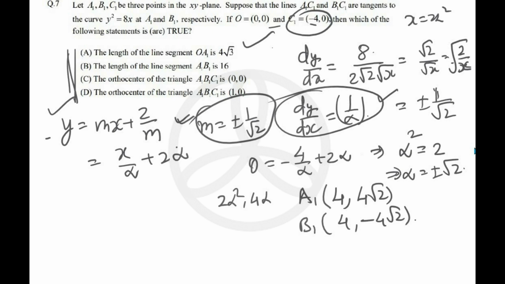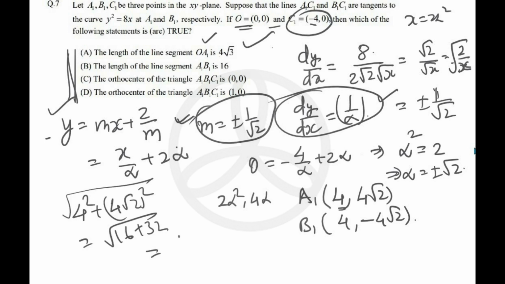Now we have to address this question. So length of the line segment OA1 is, O is 0, 0. So it is asking the position of this from the point 0. So we can get it like when this becomes 16 is to 3 is equal to 4 square root of 3, which is actually correct. Option A is correct. Now what about the other option?